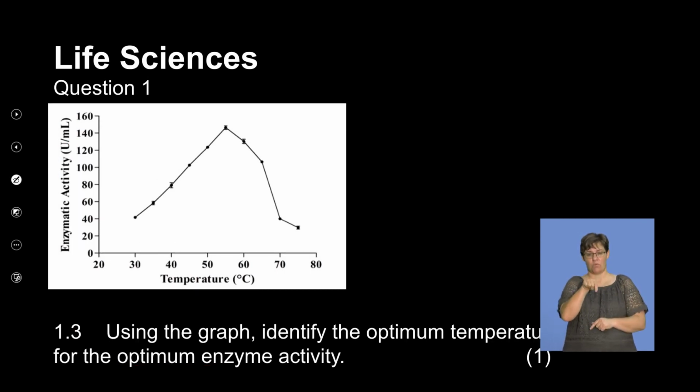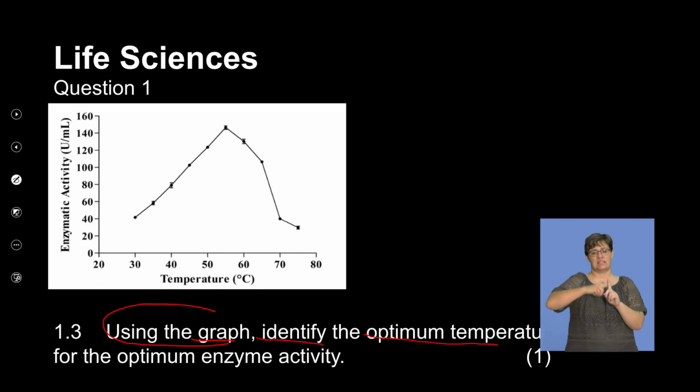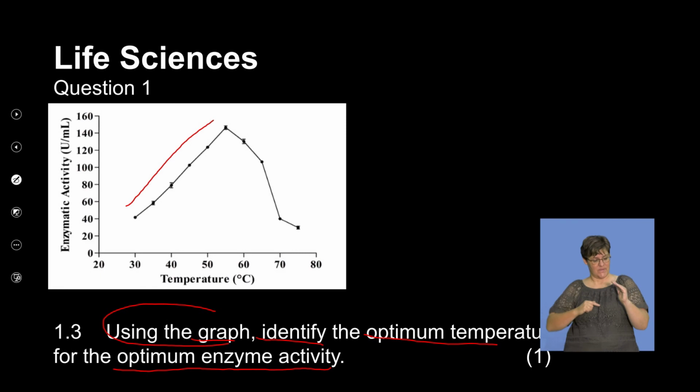The next question, 1.3. Using the graph, so we've got to use the graph, identify the optimum temperature for the enzyme activity. So the optimum enzyme activity, what was the temperature at which the enzyme activity was the greatest? If we look at the point in this graph, we see that as the temperature increases, it reaches a point at which there was the highest rate of enzyme activity. So we identified the point. We now need to identify at what temperature this has occurred.